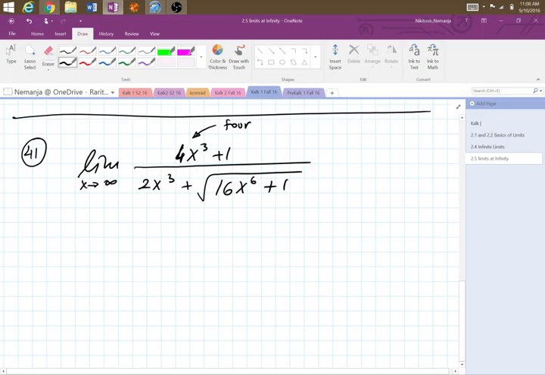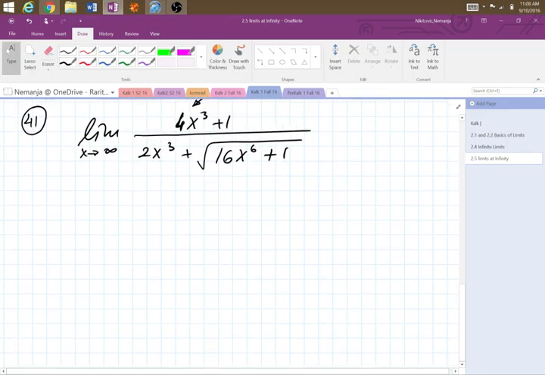Let's divide by x cubed. Let's just go with it. It's going to be awesome. I promise. It's calculus. Everything is awesome. I am dividing everywhere by x cubed. I divided everywhere by x cubed.